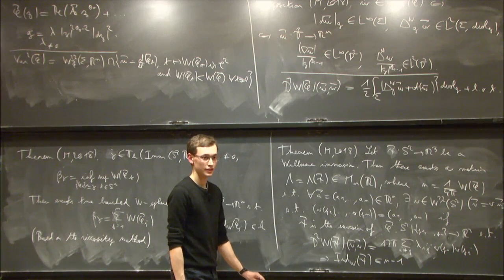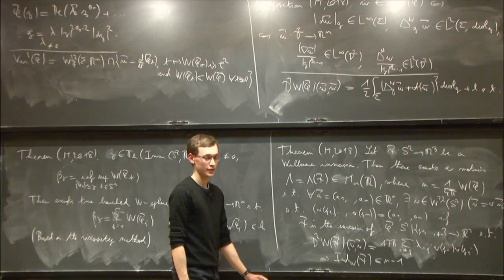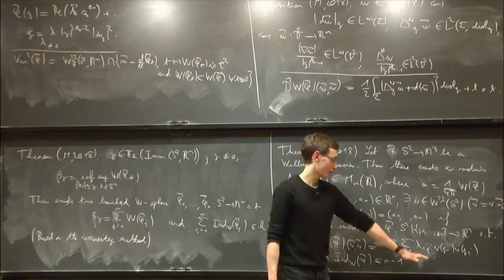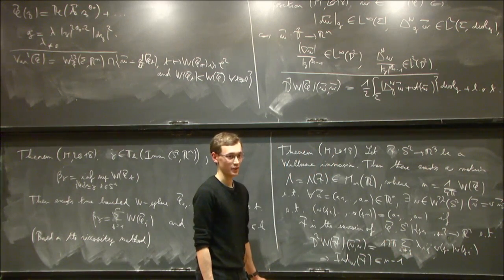Oh, I see. It's exactly the same. It's really equal. But the best you can know is that at most you have n minus 1. Yeah. Because for now I can't compute the lambda ij.